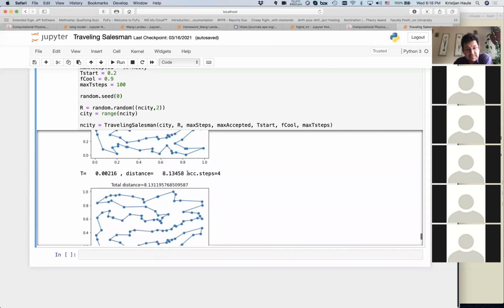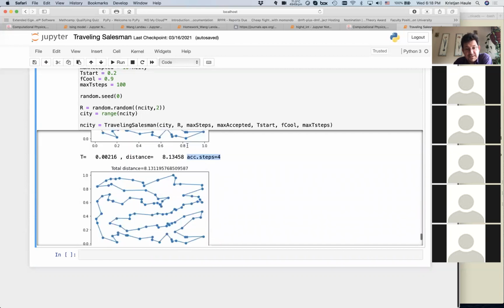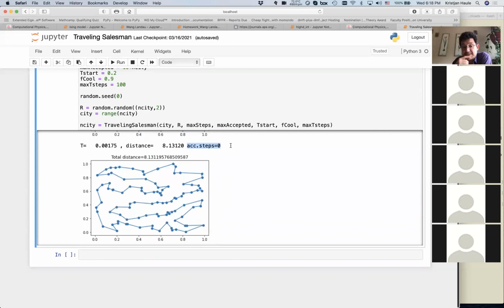accepted steps. Here we have 4 accepted steps and so on. But eventually, the number of accepted steps becomes 0. So it means that at the last temperature, which is 0.001, the distance did not change at all. We didn't have any accepted step anymore. And the way that we connected them here seems to be pretty close to the minimum.